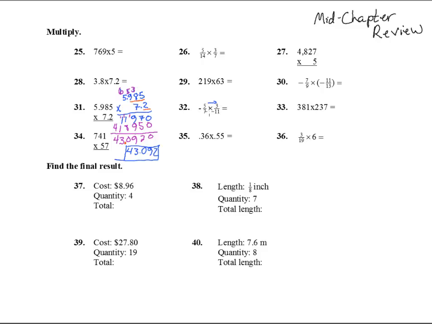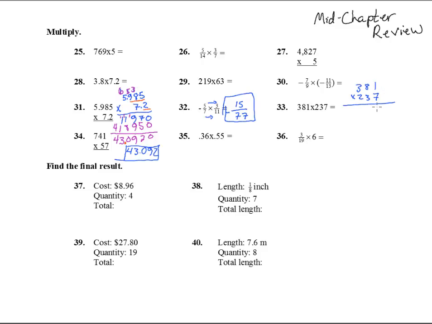Again, this is straight across with fractions. 5 times 3 is 15. 7 times 11 is 77. And we have an opposite direction. And there we have it, negative 15/77. Ooh, a big one here. 381 times 237. Got to make sure we have plenty of room over here.